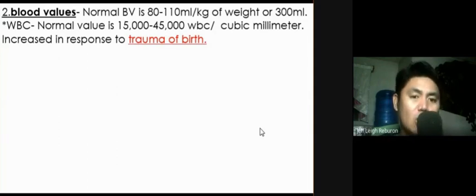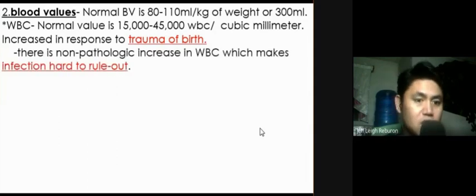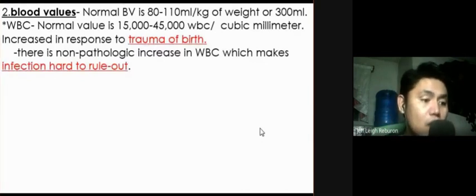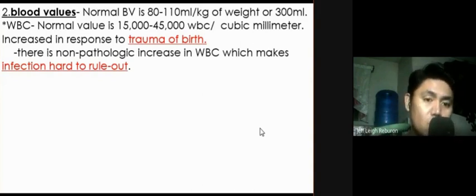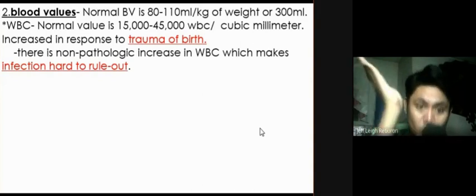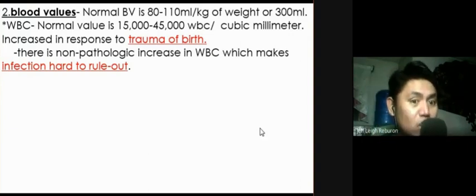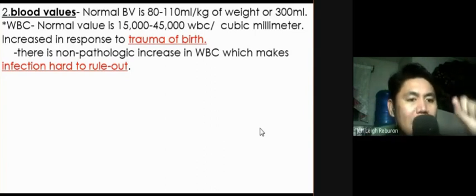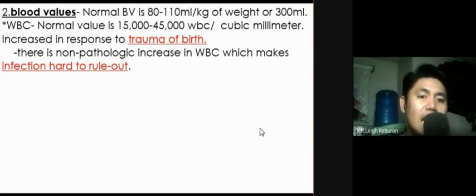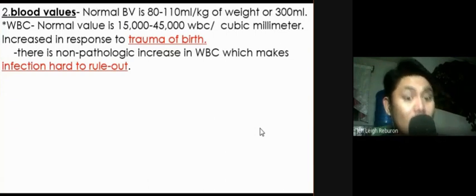Ang problema po dito is that some of the health professionals will find it difficult to differentiate yung non-pathologic increase of WBC, kaya tayo nahihirapan na i-rule out si infection. Let us simplify. Ang WBC po tumataas pag may infection. Ang WBC din tumataas because of the trauma of birth. Ngayon, pag tumaas po yung WBC ng newborn, mahihirapan po tayo.